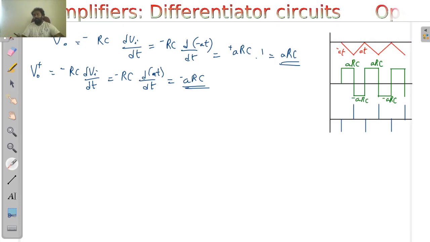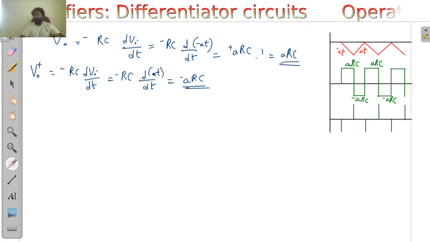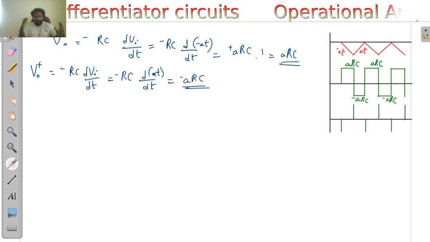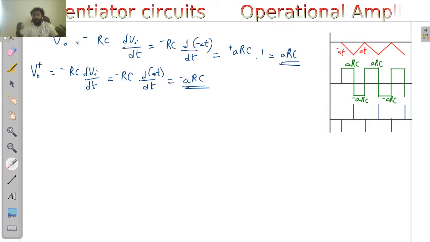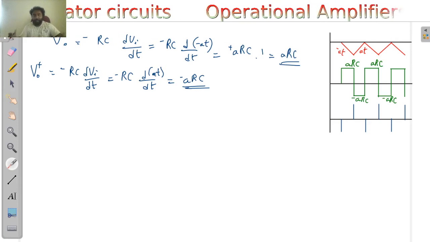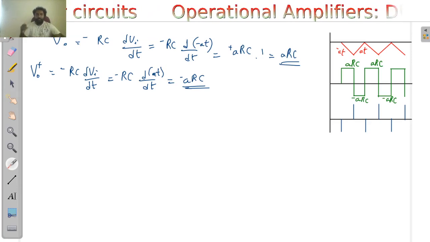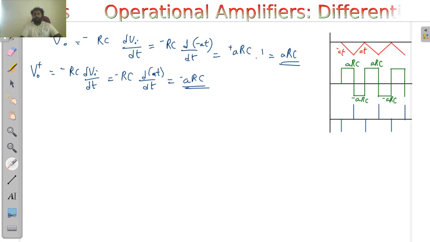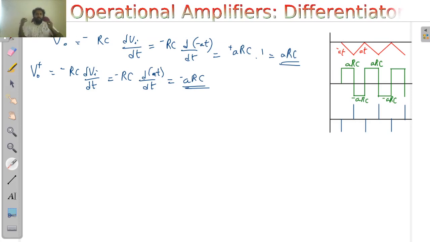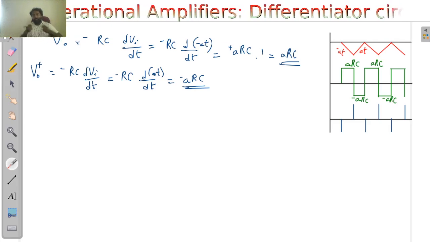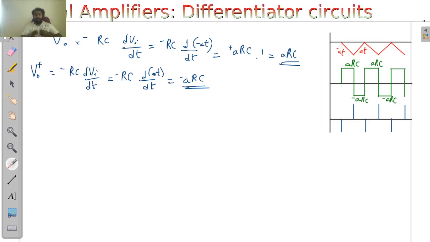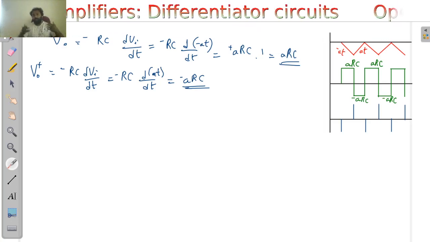This is a very important circuit which can be used to perform analog computations. In the previous era, we were using this kind of circuits to perform analog computations instead of digital computers and all. So this is the importance of it. So with this, we will be stopping the discussions on analog computation circuits using operational amplifiers, and we will see another new topic about operational amplifiers in the next video.